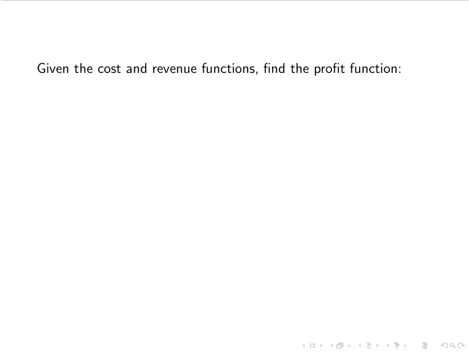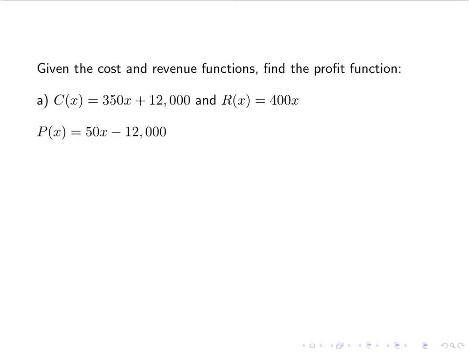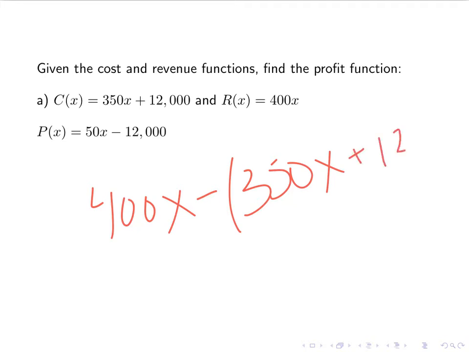So given the cost and revenue functions, find the profit function. We have C of x is 350x plus 12,000 and R of x equals 400x. When we subtract them, we have 400x minus, in parentheses, 350x plus 12,000. So make sure, again, you distribute that negative sign. So 400x minus 350x is 50x, minus the 12,000.